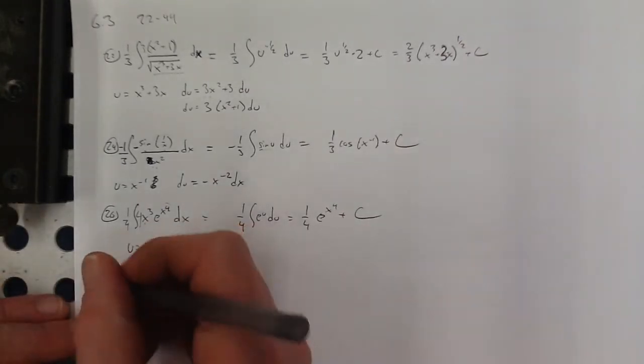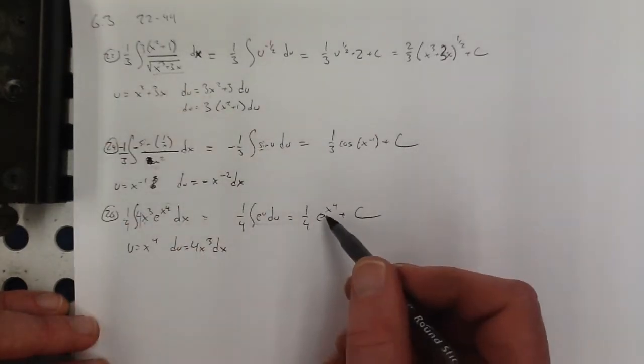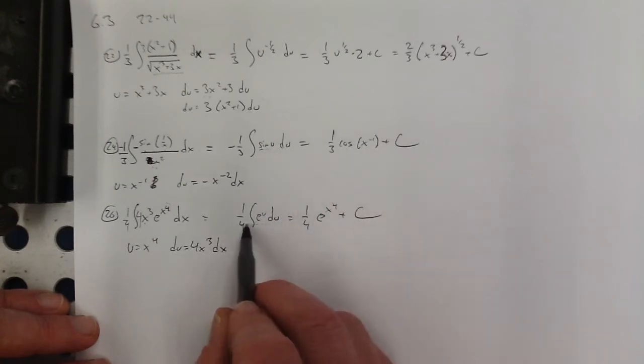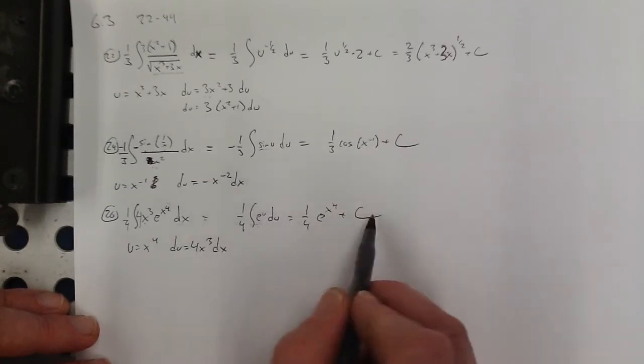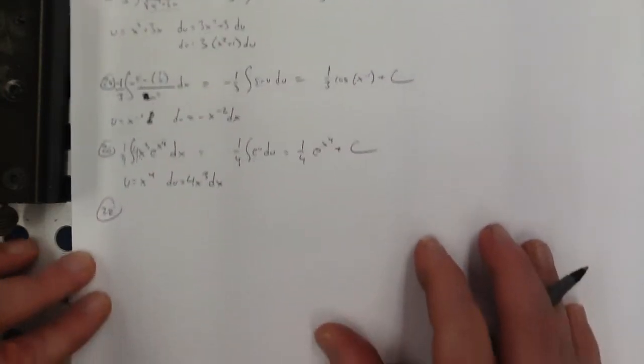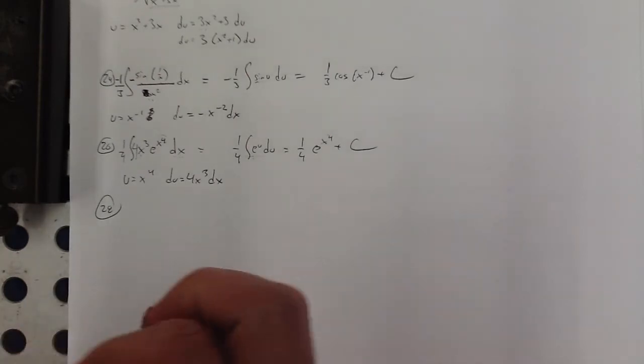plus c. I'm kind of skipping that step where, when I was doing the odds in the last video, I was writing out one more step in between here where I wrote out the antiderivative with the u in it. But if it's real easy, depending on how complicated the problem is, I think you could get away with skipping that step.